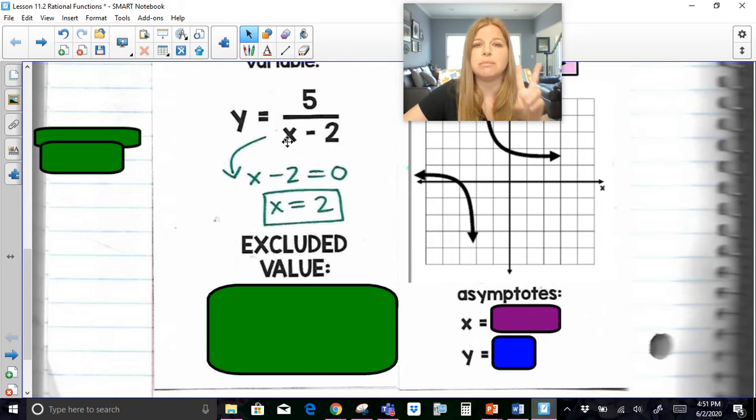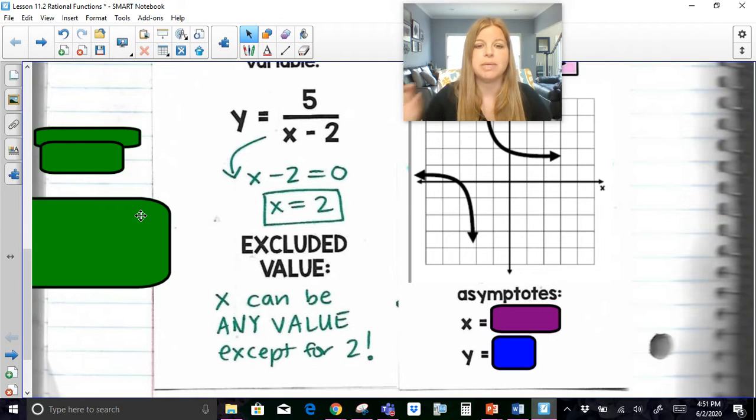x can be any number in the world. It could be 5, it could be 4, it could be 3, but it can't be 2. Because if I plug in any of those other numbers, I'm going to get a good denominator, and I could do 5 divided by it. But if I plug in a 2, 2 minus 2 is 0, can't have a 0 as a denominator, and so it's called the excluded value. x can be any value except for 2. You could plug in a positive number there, a negative number, a fraction, a decimal. It would all give you some kind of value after you do 5 divided by that amount. But if you plug a 2 in, it's going to be no good.